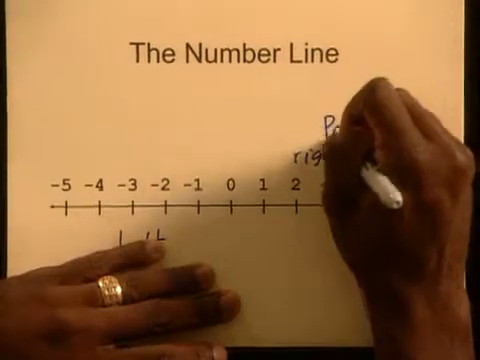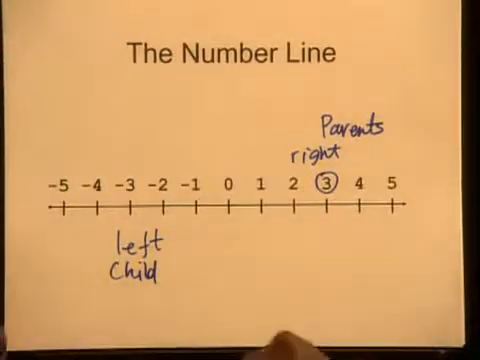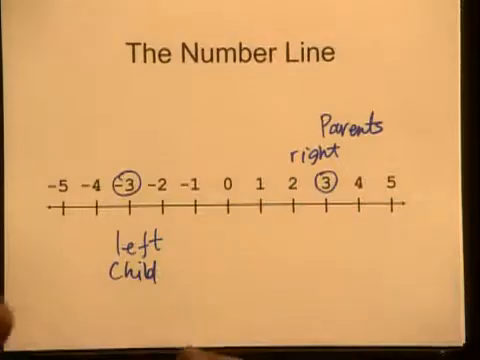Now, if this is difficult to grasp, just think of it this way. Positive numbers are like your parents, because positive numbers bring home the cash. So your parents go out and they make the money. Negative numbers, that would be you. You're the child, because you're spending their money. So they make $3 on the right. You, as their child, are going to spend that $3 on the left, okay? So positive numbers to the right, negative numbers to the left.